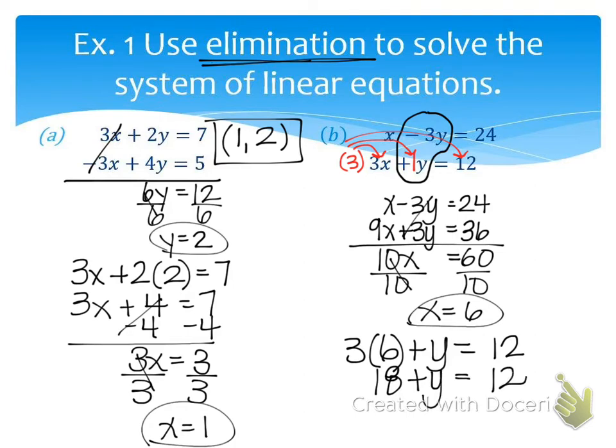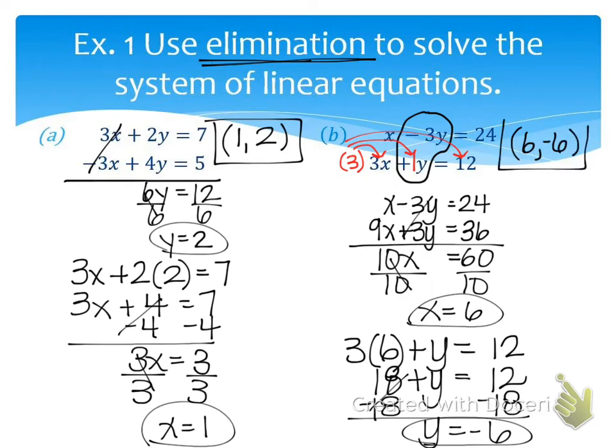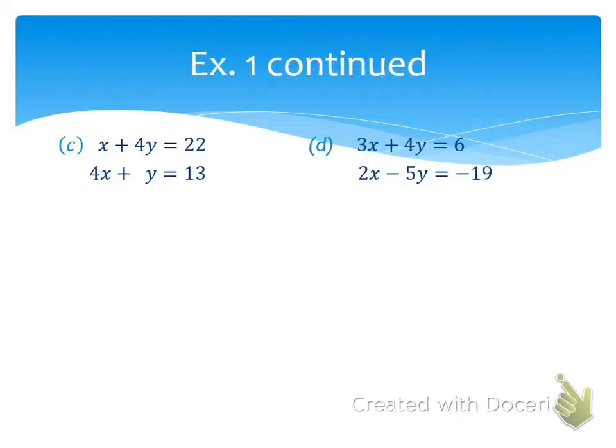Jaden, how'd you solve for y? We're going to subtract 18. So y equals negative 6. Very good. So our final answer, Jaden, is what? 6 comma negative 6. So if we were to graph those two equations, they would intersect at 6, negative 6. All right, any questions? Awesome. Now with your table, I want you to work on letter C. Let's see what you guys come up with together.